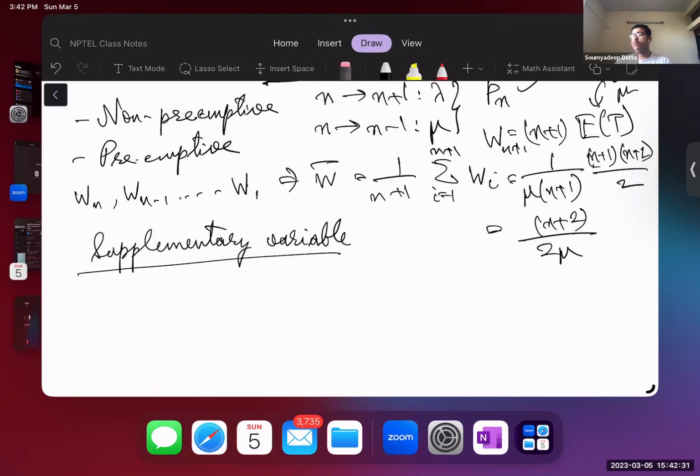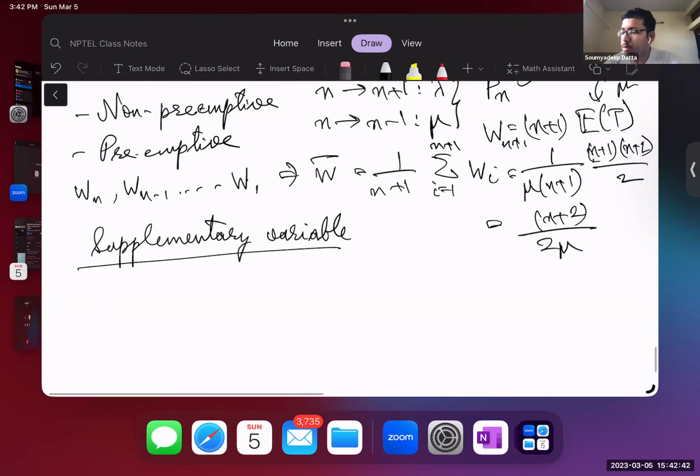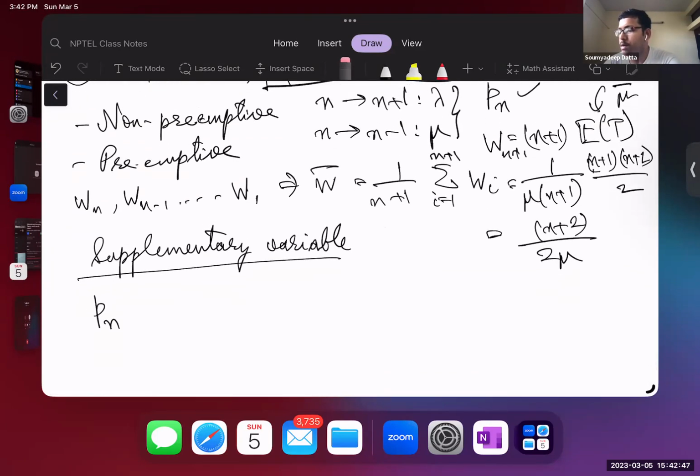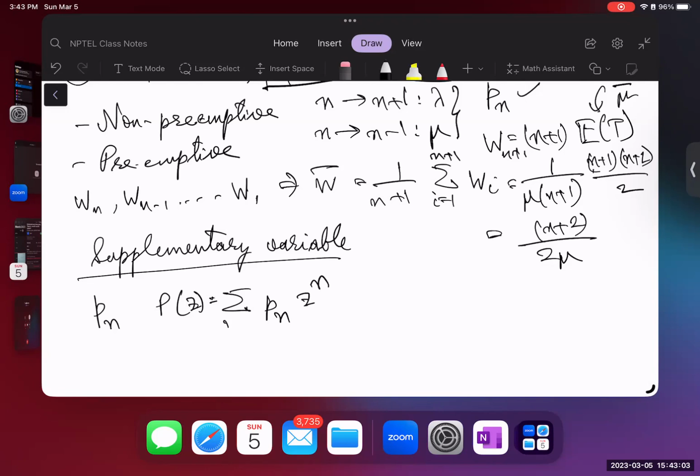Another form of solution which I wasn't aware of earlier, but I saw in this course, is when the solution for Pn is obtained by taking the Z transform. So you are talking about the probability generating function. Yes, so this is the probability generating function.